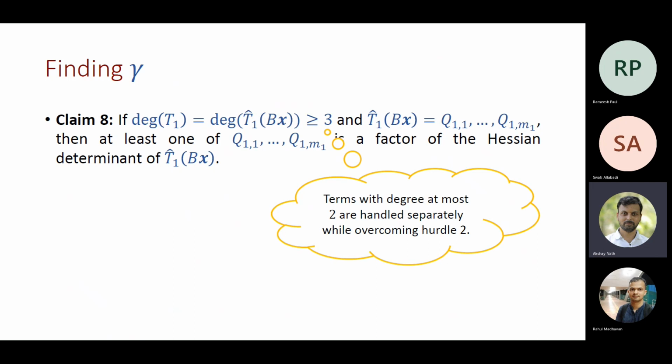Now, over here there's a restriction that the degree is at least 3. But all the terms that have degree exactly 2 are quadratic forms, which we have already handled while overcoming the second hurdle. So forget about that.